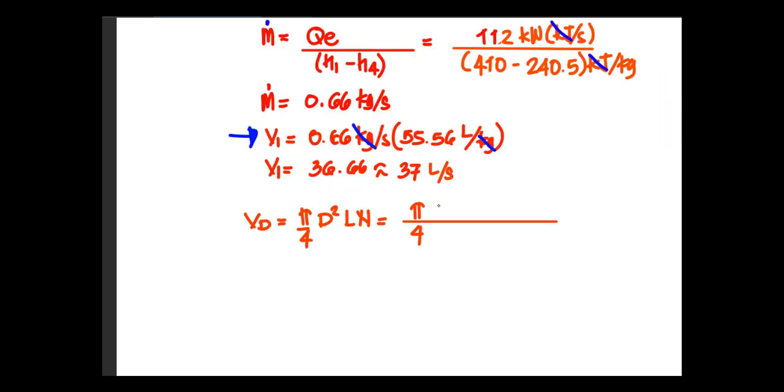So we multiply pi over 4 by 8.5 centimeter squared, then multiply this by 7.0 centimeter for our length of stroke. Then multiply by the RPM.